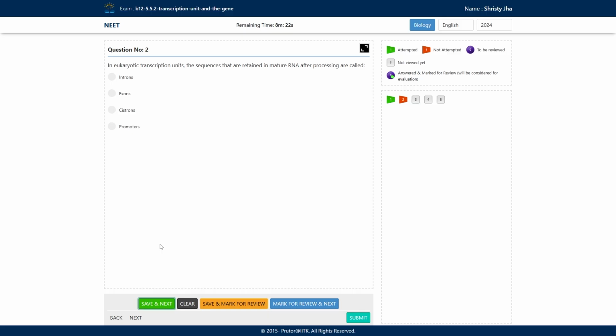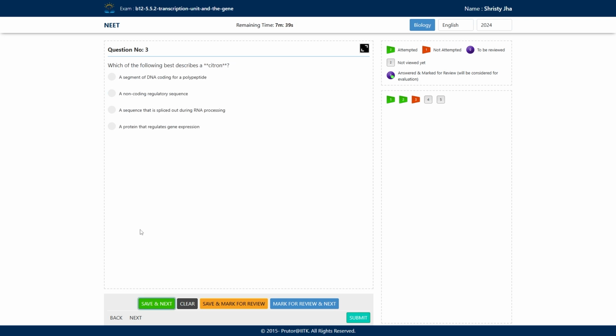Now, second question says, in a eukaryotic transcription unit, the sequences that are retained in mature RNA after processing are called what? We know that in the eukaryotic transcript unit, there are certain sections that we don't want. But there are sections that are retained in mature RNA after processing, what are they called? In a precursor RNA, there will be exons and introns. Exon is the coding region, whereas intron is the non-coding region. So we have to get rid of introns. What will be left in the mature RNA? It will be exons only. So the answer is exons.